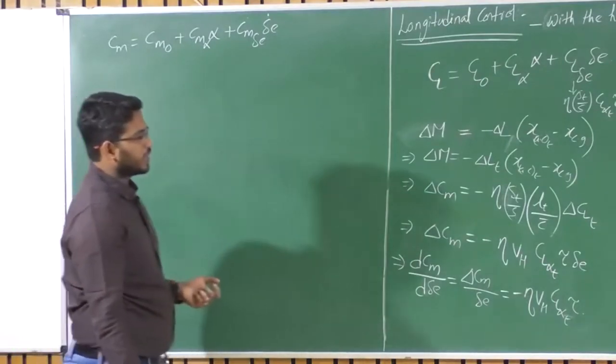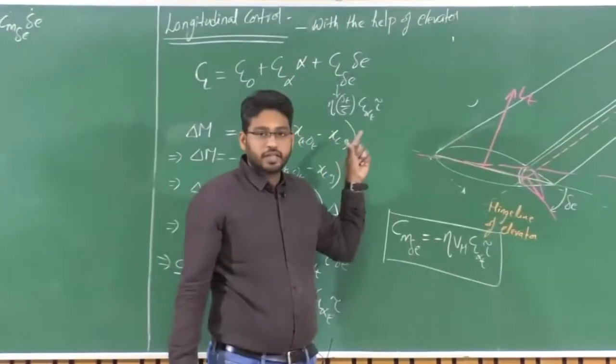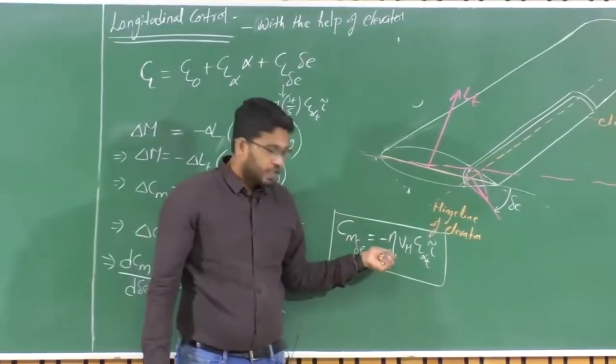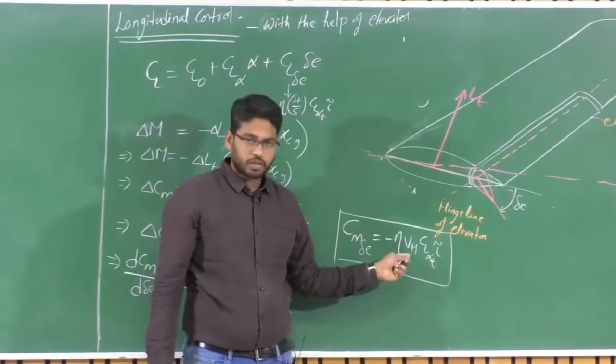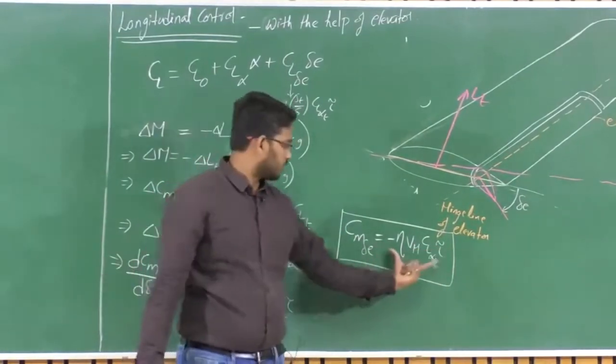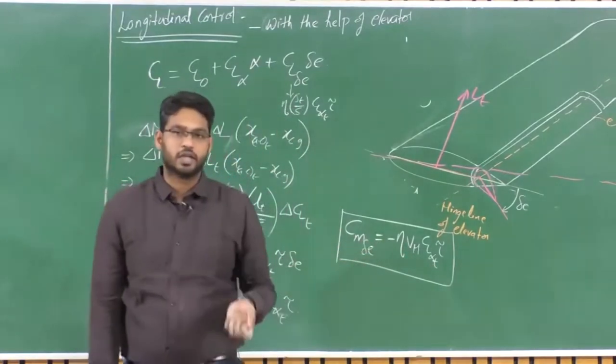Okay. And what is Cm delta E? Cm delta E is equal to, as we earlier discussed, Cm delta E has to be negative, isn't it? Whether it is true or not, eta is positive, we know tail volume ratio is positive, CL alpha of tail is positive, and tau we witnessed is positive. So this entire positive term multiplied by minus, what we have is Cm delta E as negative.